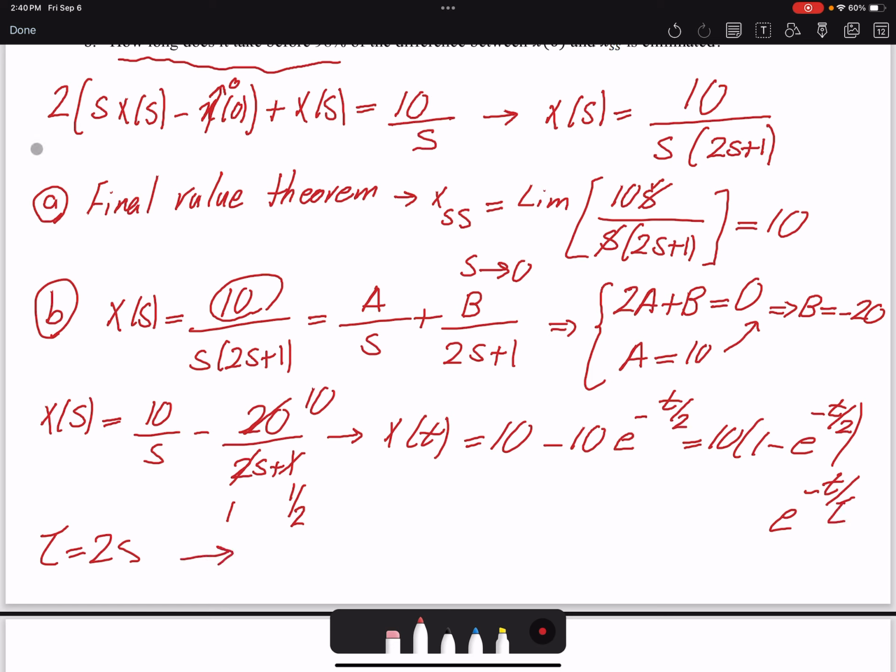To eliminate 98% of the difference between the initial condition and the steady state, I have to be at 4 tau. So that means that t is 8 seconds. After 8 seconds, I will reach 98% of the steady state. For our case, the steady state is 10, so 98% of 10 would be 9.8. So after about 8 seconds, we would reach 9.8.